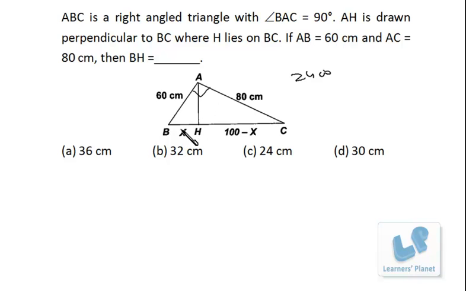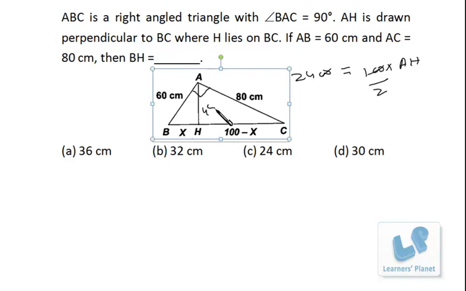Now we consider this as a base and this as an altitude, then also the area will remain same. Yeah, and the area is 2400. Now the base is this, that is BC, that is 100, into altitude AH, and divide by 2, right? So AH is 48. Okay.